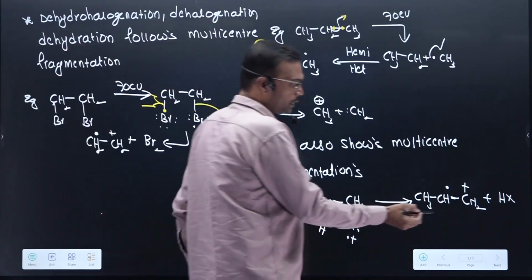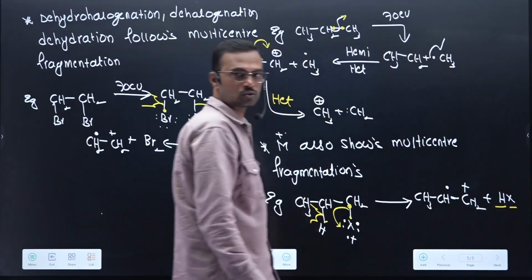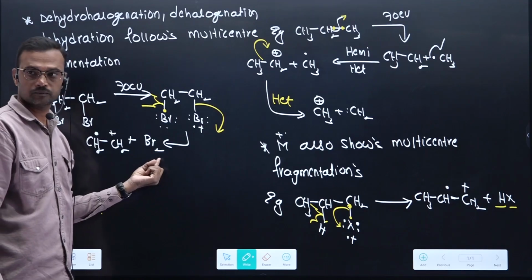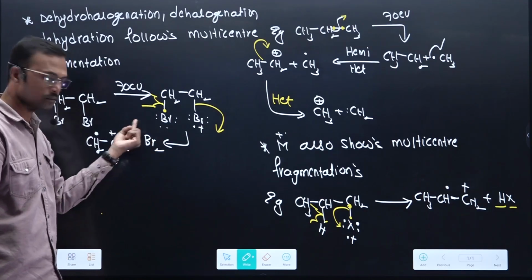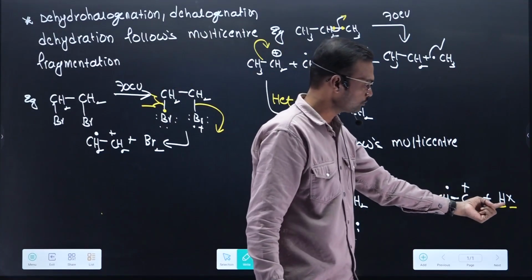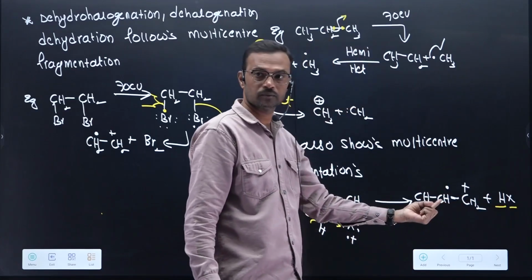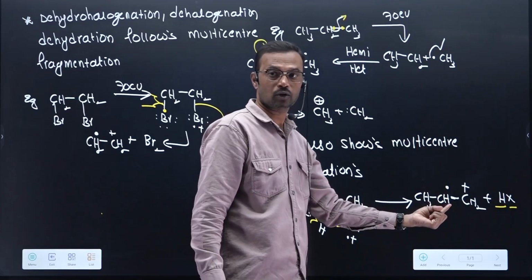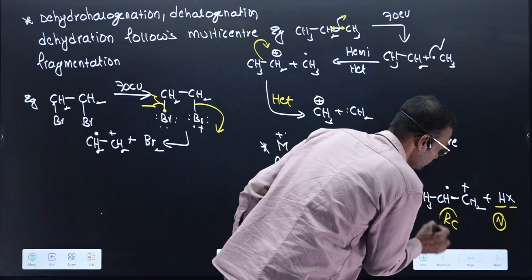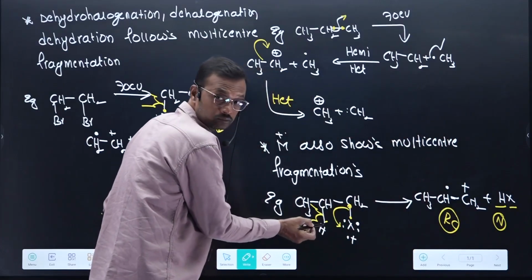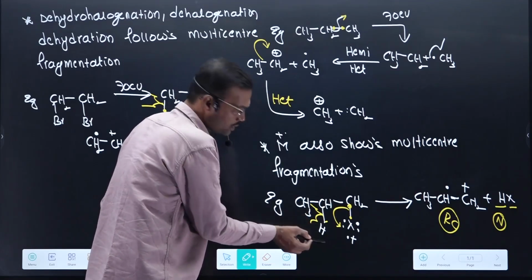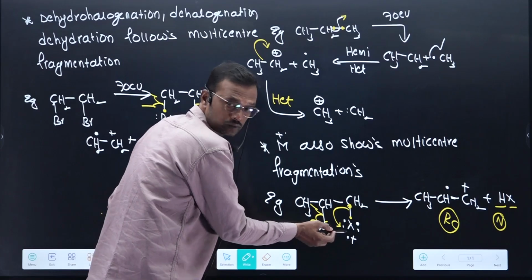I removed hydrogen and halogen: dehydrohalogenation. If I remove two halogens, dehalogenation. Then see, is it neutral or positive? Neutral. Then what is this? Radical cation. So remember, it is a radical cation. And what is this? Neutral. Then what is this? Is it a radical cation? The molecular ion is a radical cation or not? See, radical cation.